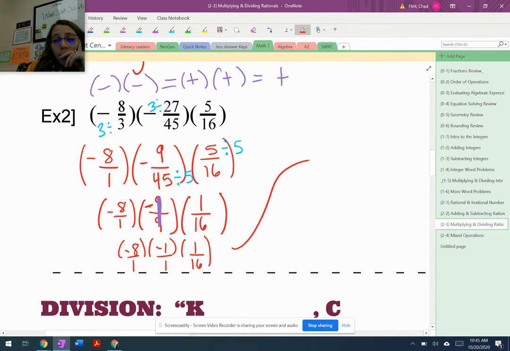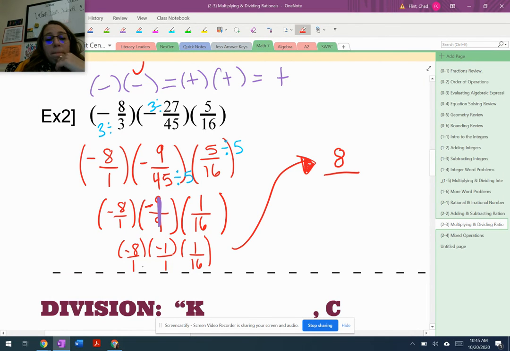And remember, I can keep these pieces over 1 also. I'm running out of room. I'm going to bring this over here. So then, multiply straight across. -8 times -1 is a +8 times 1 is still a +8. And now on the bottom, 1 times 1 is 1, and 1 times 16 is 16.